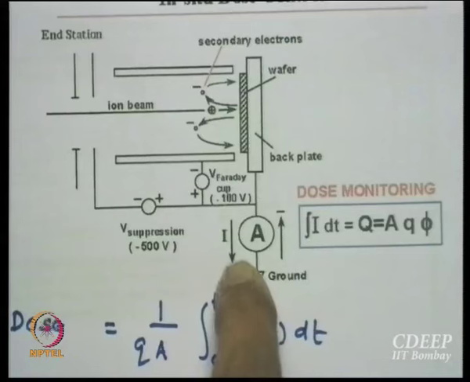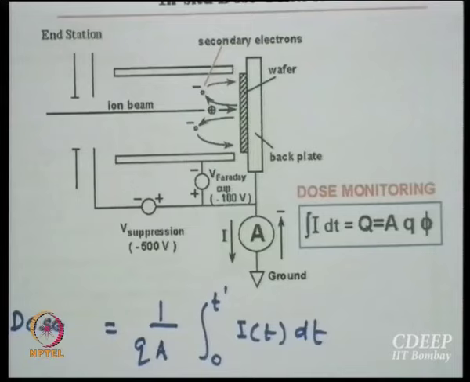Is that correct? So this is the emitter which I have shown here. This is how the current is monitored. But as the ions keep coming, this current will also be a function of time. Is that correct? It's a time function. And what I need, after a given time, is to see how many impurities have gone in per centimeter square. That's called dose.